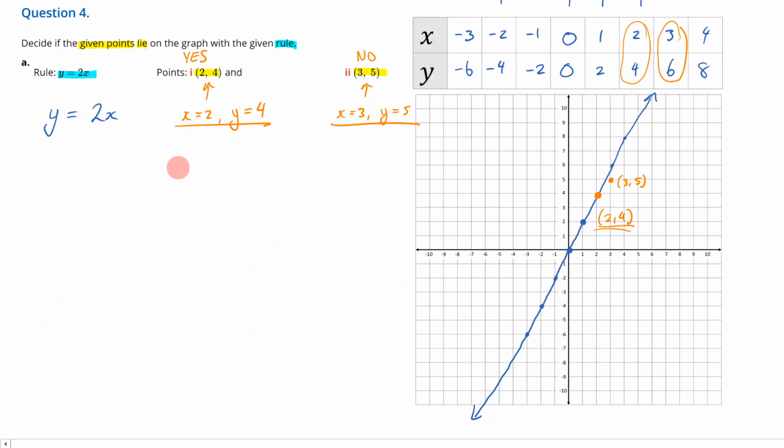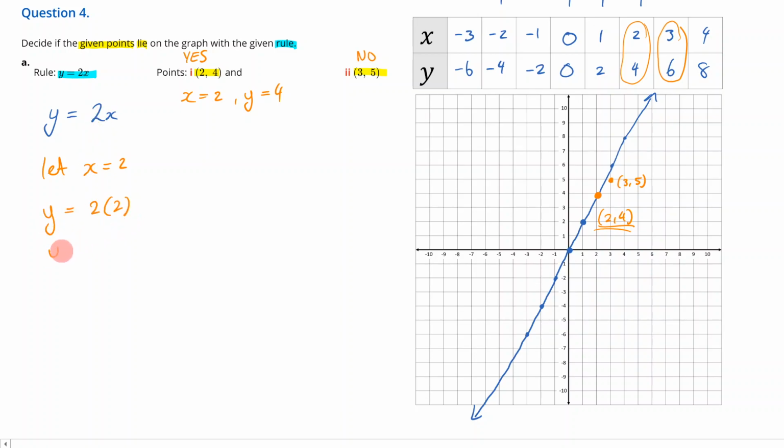All you would do, if we were to do it again, is this. You'd go, all right, this is telling me that when x is equal to 2, y is equal to 4. You would say, let x be equal to 2. You would sub that into this, y is equal to 2 times 2. Then you'd go, all right, this is y is equal to 4. Well, look at that. When I have 2, I get 4 out. And remember, this is my x value. This is my y value. So that's true because it's on the line.